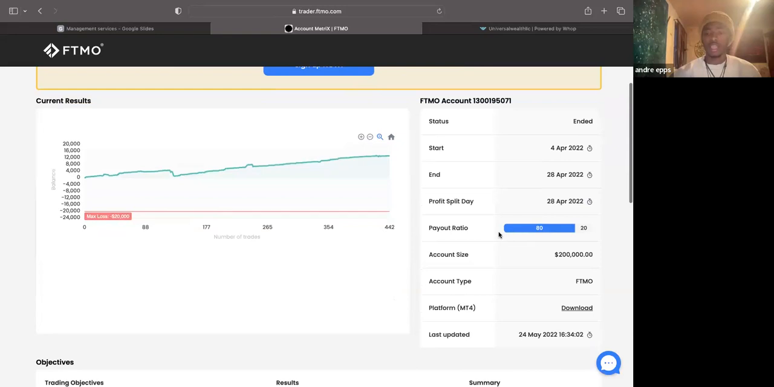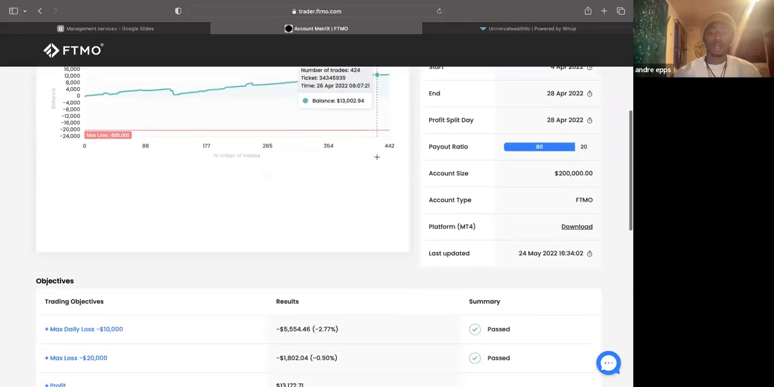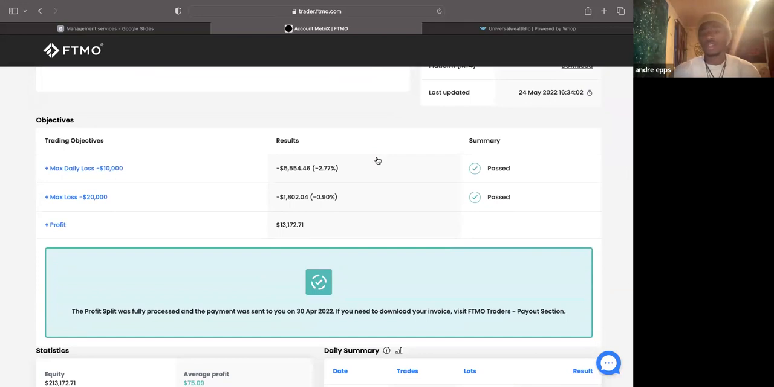Okay, you can see it has an 80-20 profit split ratio. It's a $200,000 live FTMO account. This was from April 4th to April 28th, 2022. That's when they made their first withdrawal. Okay, so you can see they took the first trade on April 3rd. The balance of profit was $516. By the time we got to April 26th, it made $13,184. Okay, so that's $13,000 in the span of less than a month. It shows the statistics and all those things.